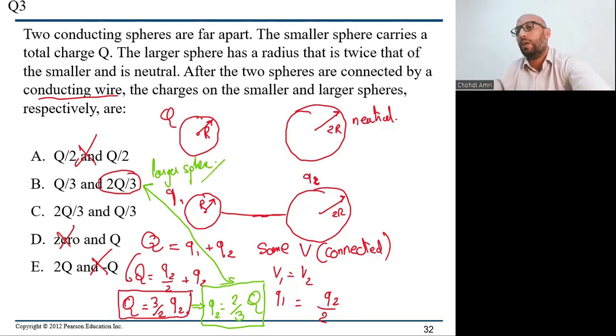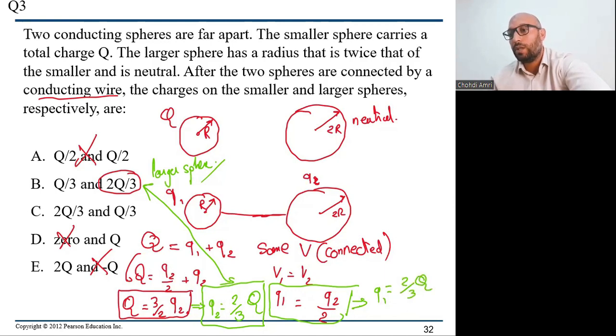Very good. So if we want to calculate the charge on the smaller sphere, there is a relationship between the charge on the smaller sphere and the charge on the larger sphere. So Q1 equals Q2 over 2. It's 2 over 3 capital Q divided by 2, so we cancel this 2: 1 over 3. So Q1 is 1 over 3 Q, and Q2 is 2 over 3 Q.